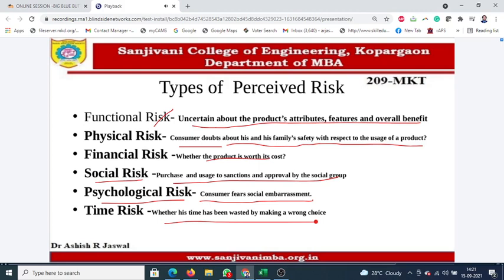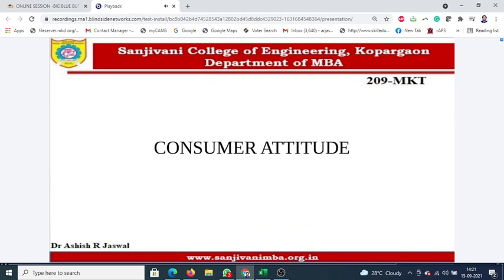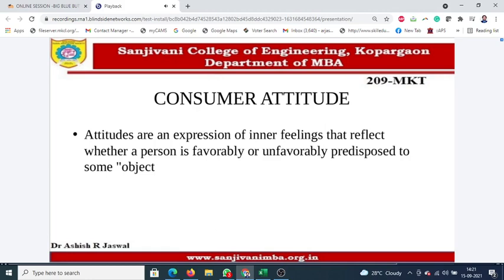So we move to the last part, the last point of today's session, and we will try to understand what is called an important aspect related to consumer attitude. We will look into what consumer attitude is and how it is relevant to the market. First and foremost, what is consumer attitude?